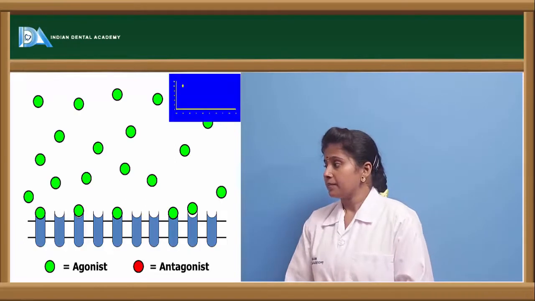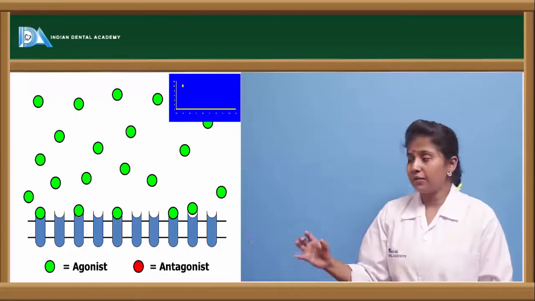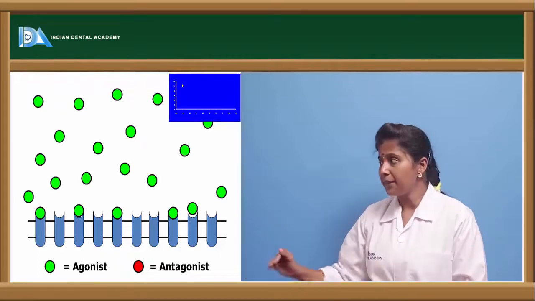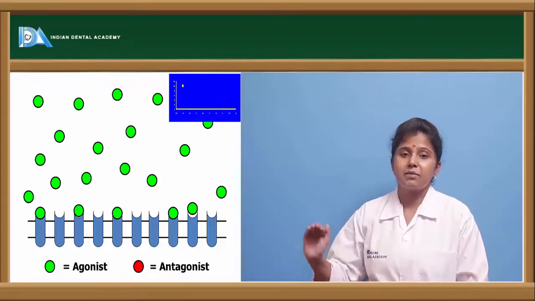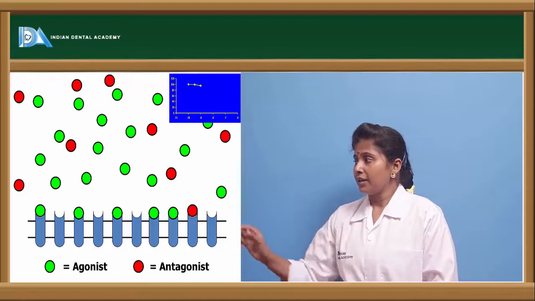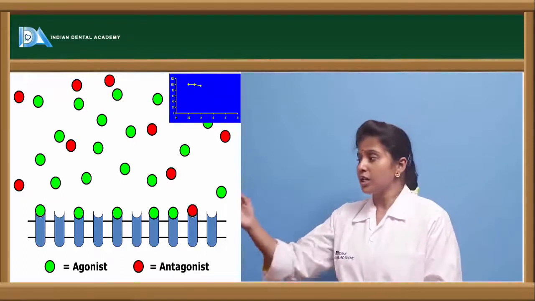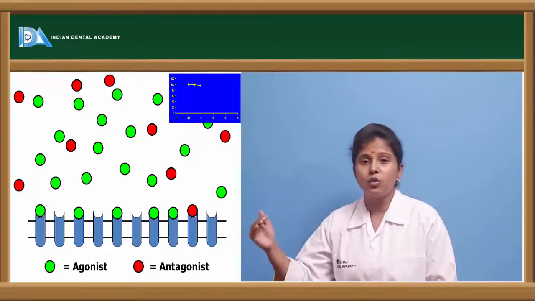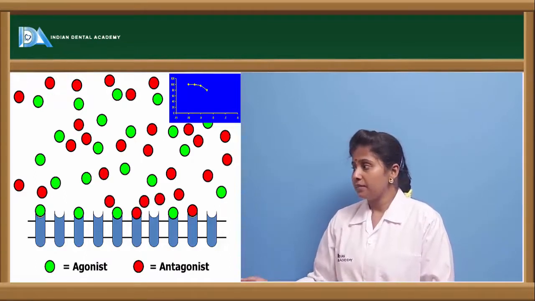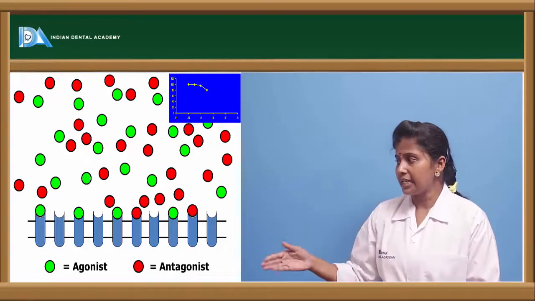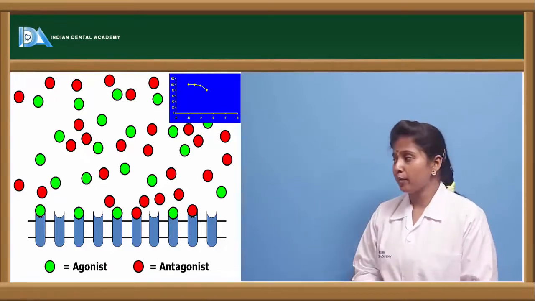And if we see the graphical representation here, green molecules are agonists. Normally the agonist will come and bind to the receptors, and thereby the action is observed. The red molecules are antagonists. If we inject the antagonist, it will come and slowly bind to the receptor. As the concentration of the antagonist increases, it is binding to the receptor more.